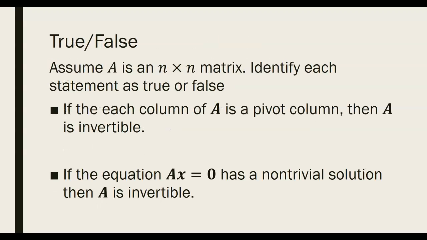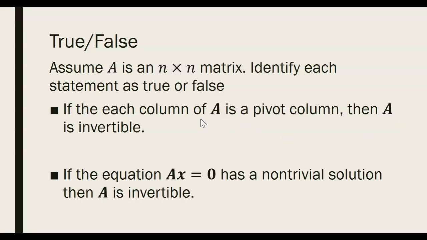So I want you to push pause on the video and then determine if the following two statements are true or false. We are assuming that A is a square matrix. The first statement says that if each column of A is a pivot column, then A is invertible.